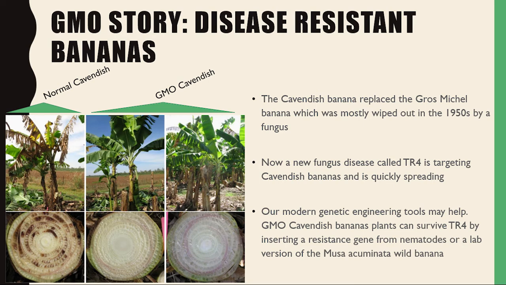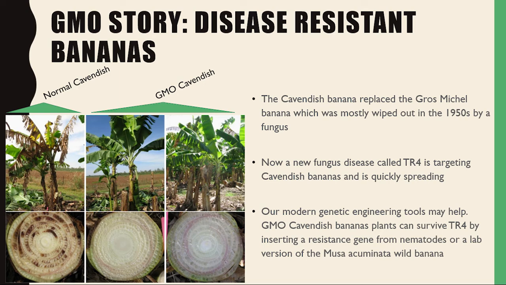It's quickly spreading around the world, and if nothing is done soon, we will need a new banana species to farm. Thankfully, scientists have been able to make a GMO Cavendish banana that can survive TR4. Nematodes, as well as a banana species called Musa acuminata, have a gene that can be added to the Cavendish DNA and make them resistant to TR4.